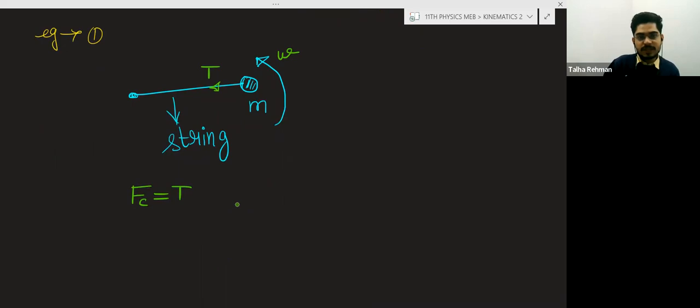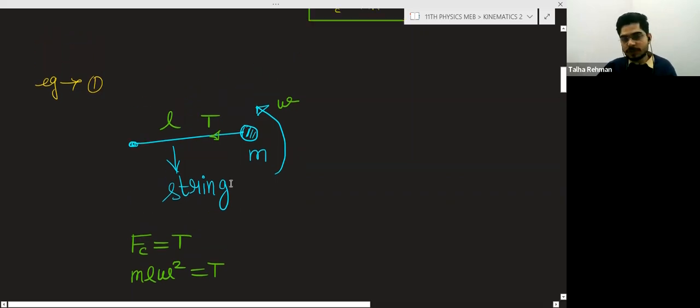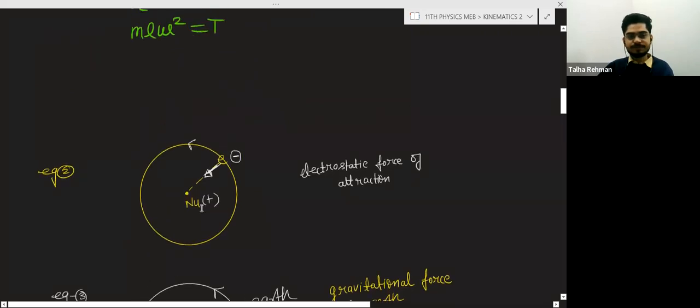And what is the formula for the centripetal force? Suppose the string length is L. Then you can write m, instead of r, you write L, into omega square, is equal to T. So basically, the tension in the string will be m L omega square. So in this way you have to use it. Which force is providing the centripetal force to the mass? Here it is the tension force. Tension force is providing the centripetal force.